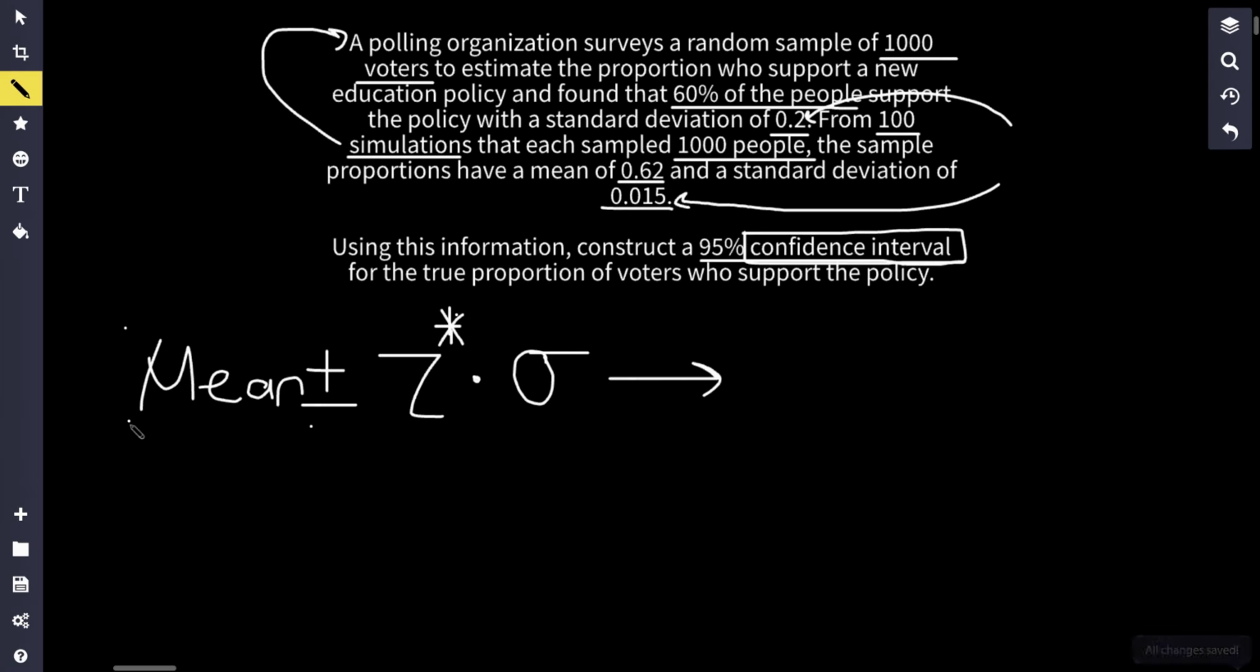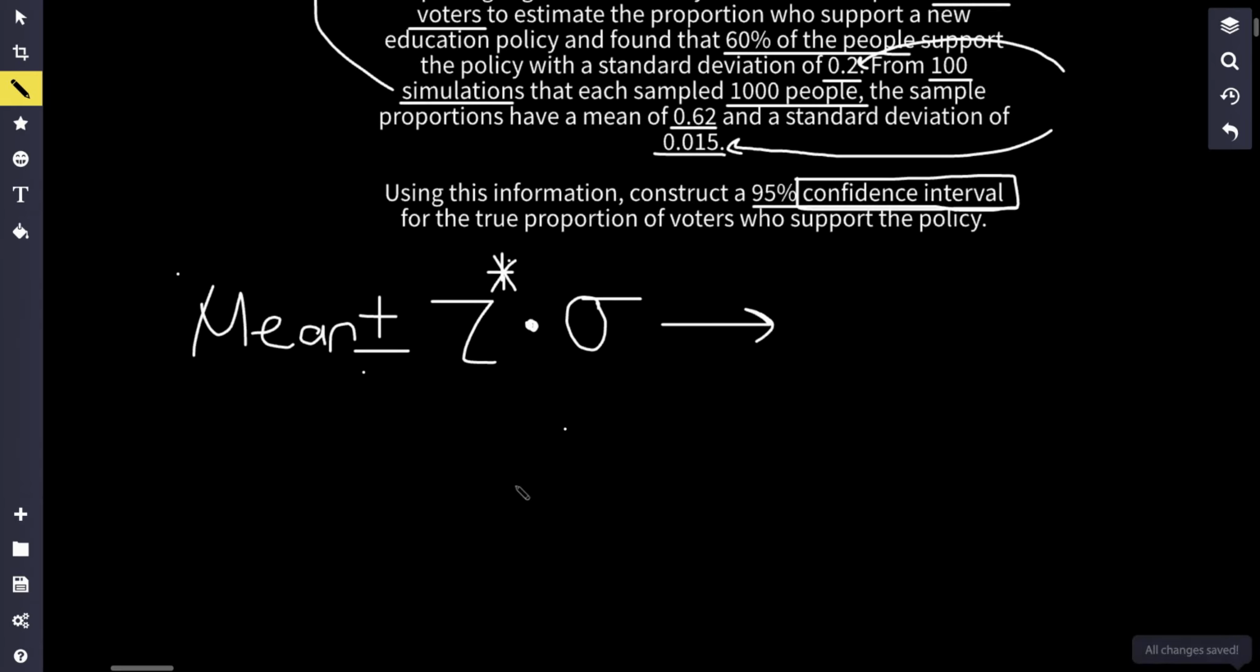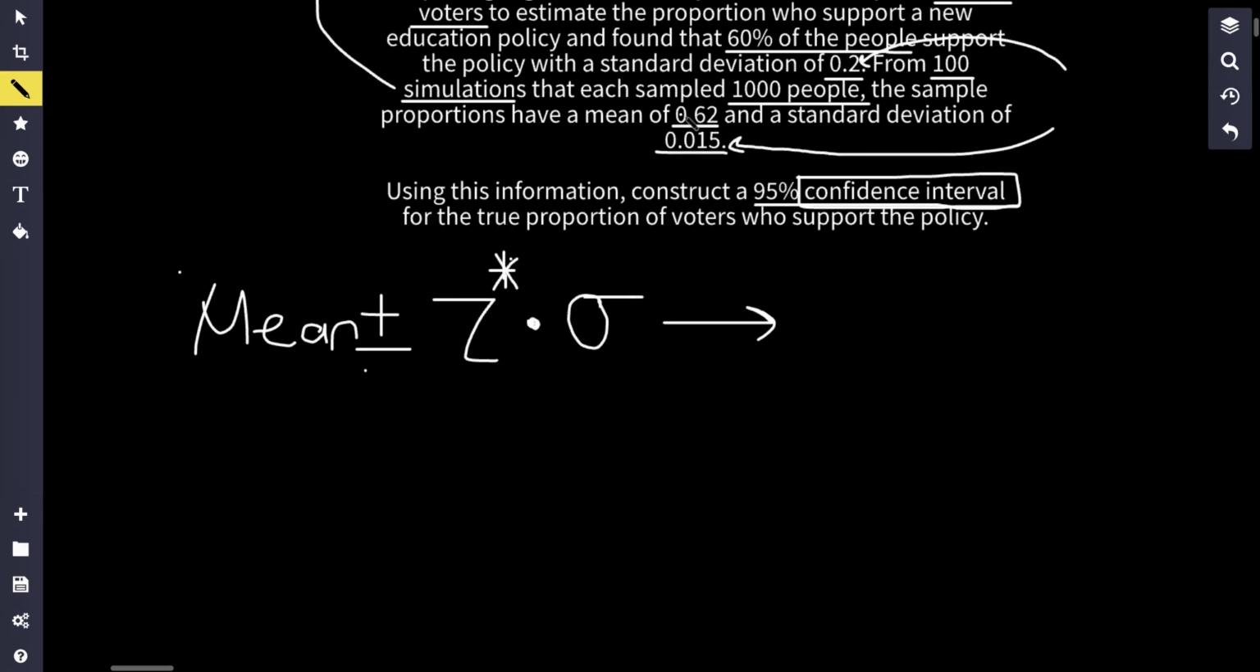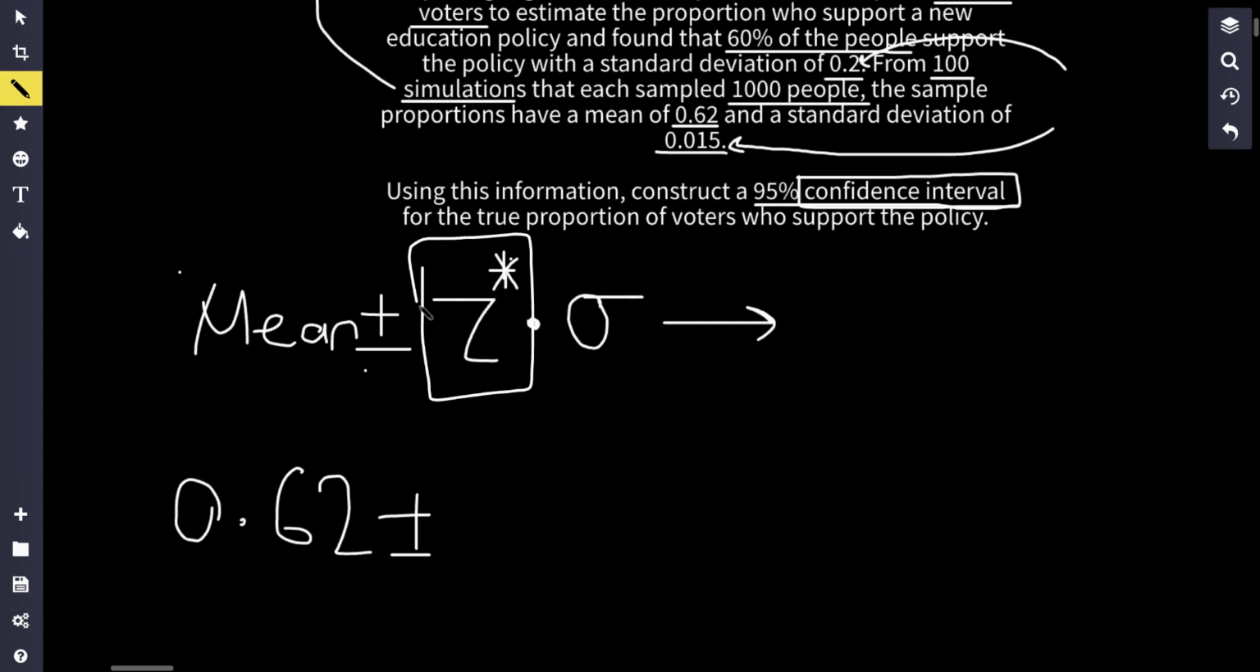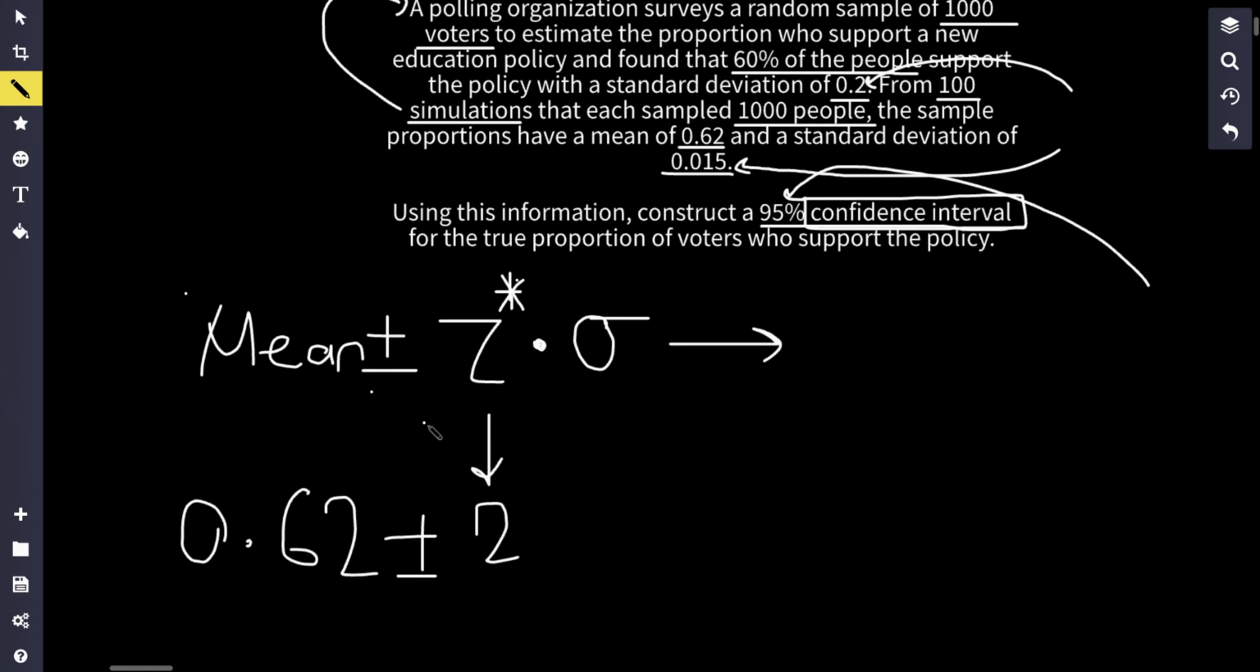So what we're going to do is take our mean, plus or minus z star, multiplied by our standard deviation. All right, so what is our mean? Our mean is 0.62. This is going to be plus or minus z star. What is this? Well, z star changes based off of your confidence level. In this case, I want a 95% confidence interval, so z star would be 2, because within 2 standard deviations it contains 95% of the data.